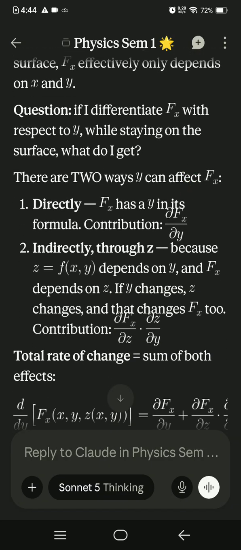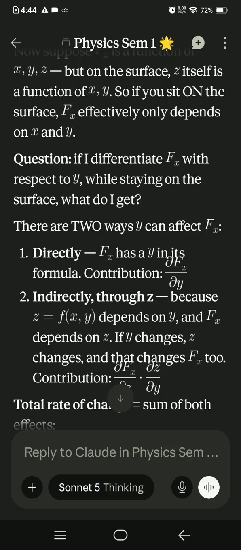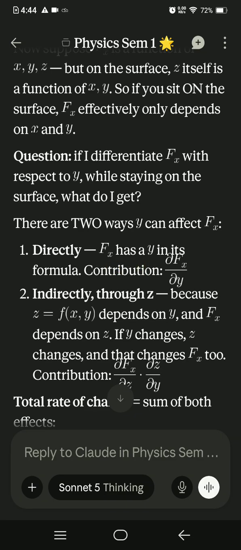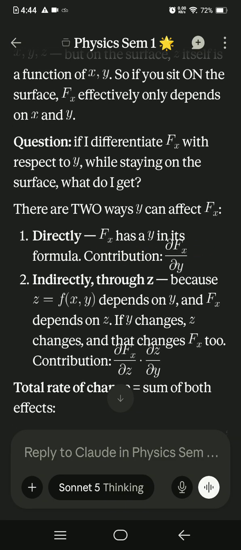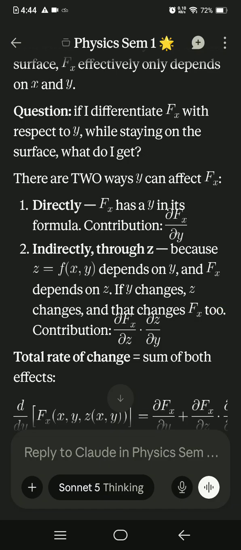There are two ways y can affect fx. This is actually a little trippy. So there are two ways y can affect fx: directly, since fx has y in its formula, so its contribution we can calculate, or indirectly through z, because z also depends on y, and fx depends on z. If y changes, z changes, and that changes fx too. Contribution is this times this.